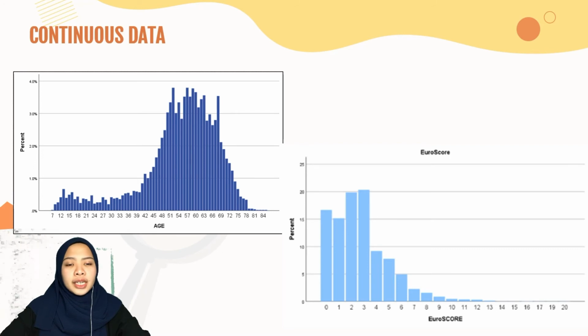The average age of the patients is 54.45 years old, the highest age is 84 years old, and the lowest age is 7 years old. For the variable Euroscore, on average, the Euroscore is 2.74, which means that the risk is low. However, the highest Euroscore in the data is 20 and the lowest score is 0.